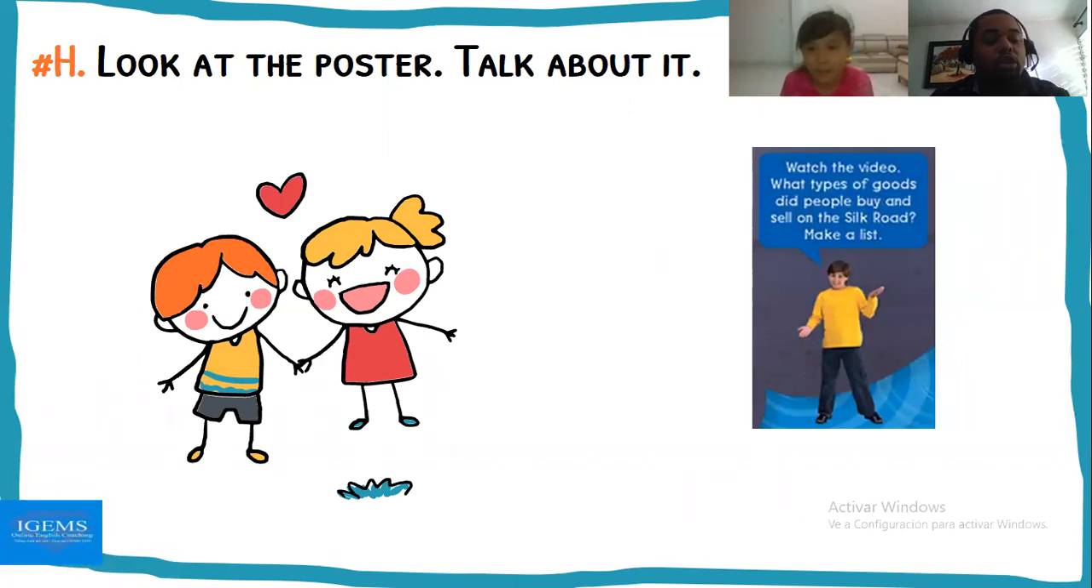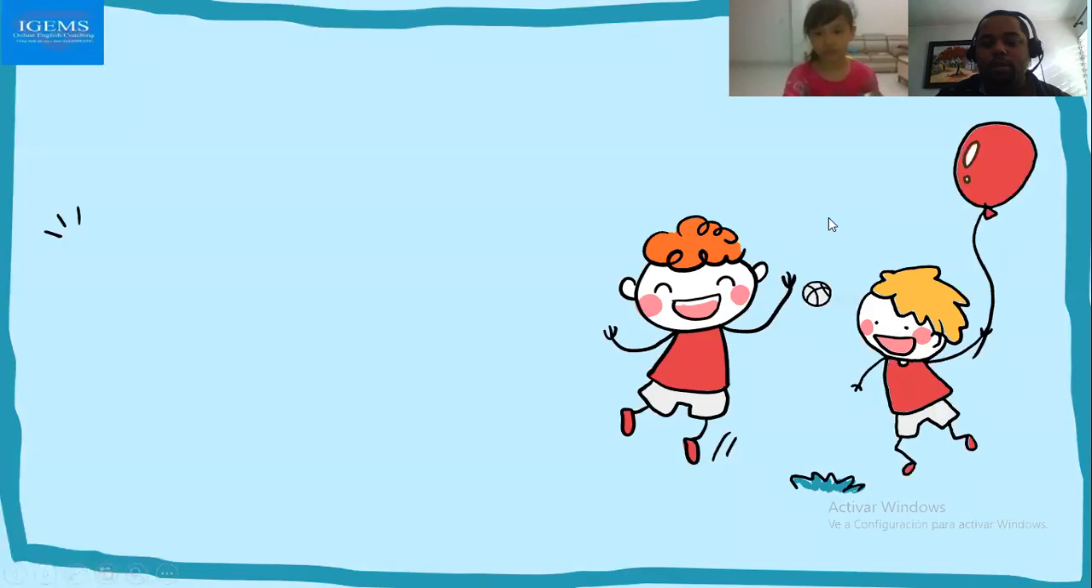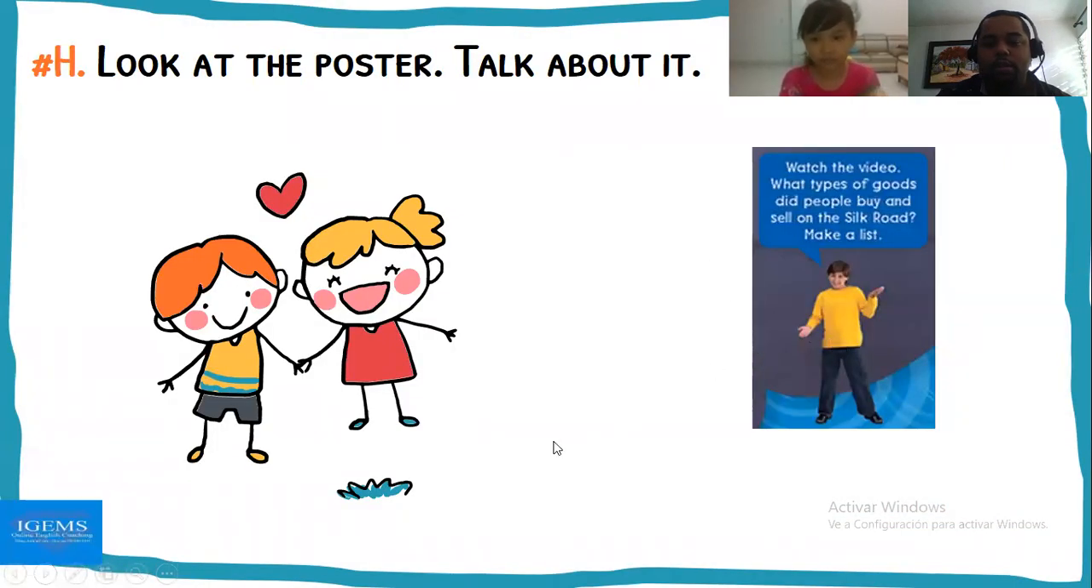So now we are going to continue with the next exercise, Bonnie. We are going to look at the poster, and we are going to talk about it. So look at this. So what do you think about this poster? I don't know. It says watch videos. What type of goods did people buy and sell on the Silk Road? Make a list.